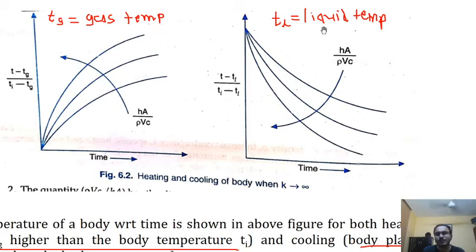Now, the second figure is cooling, in which the liquid temperature is lower than the metal temperature or body temperature. So here exactly a reverse kind of curve is observed.